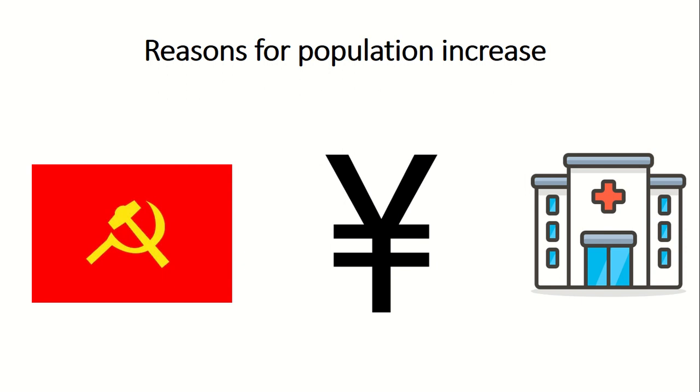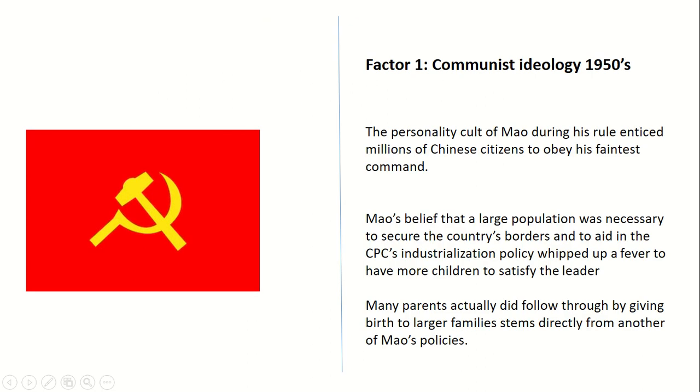And usually, populations increase when things are good or when things are going well. Population decrease only tends to occur when we have things like war, but also when the population itself gets too wealthy. For China, which is an MEE, all the conditions for population growth are absolutely perfect. So, the first reason it grew dates back to the 1950s, and China is and was a communist run country. And in the 1950s, China was run by a leader called Mao, and during his rule, he enticed millions of Chinese citizens to obey his faintest commands.